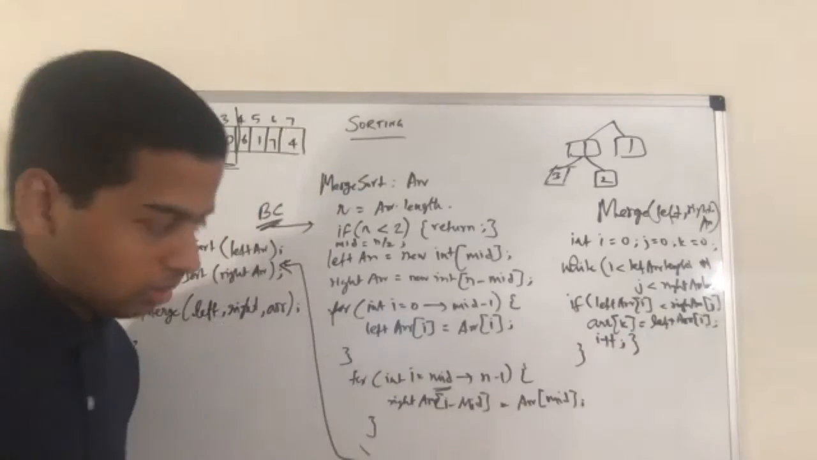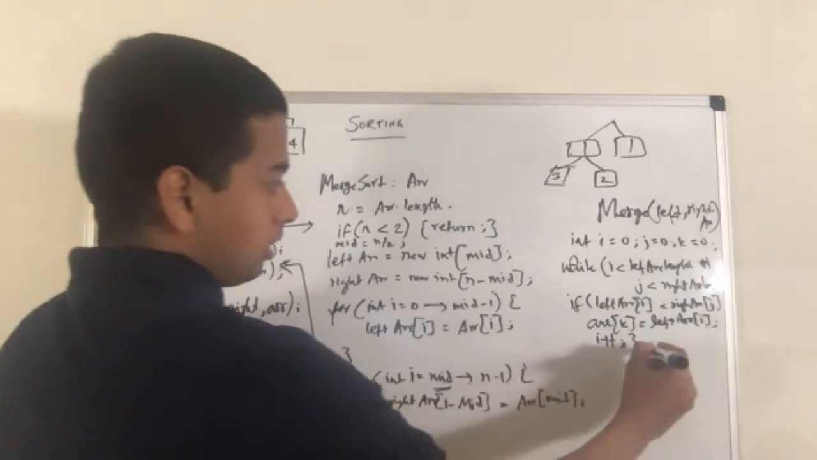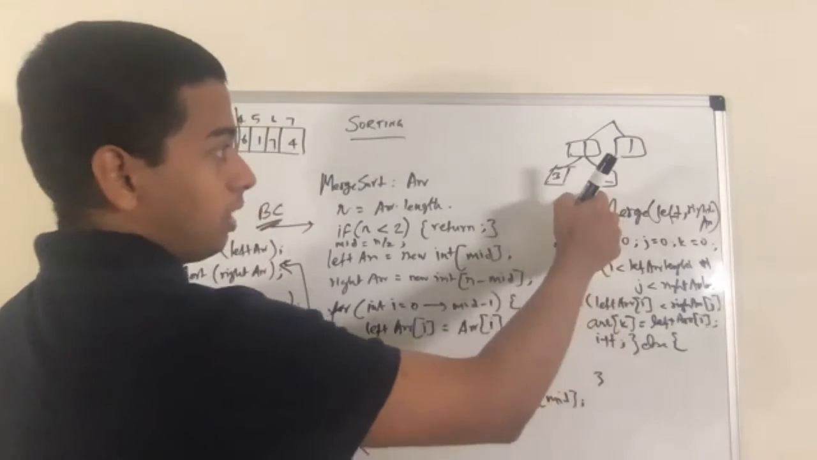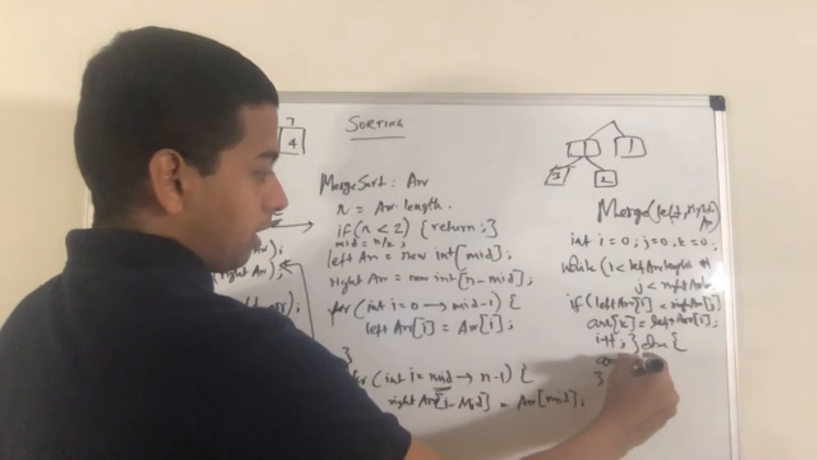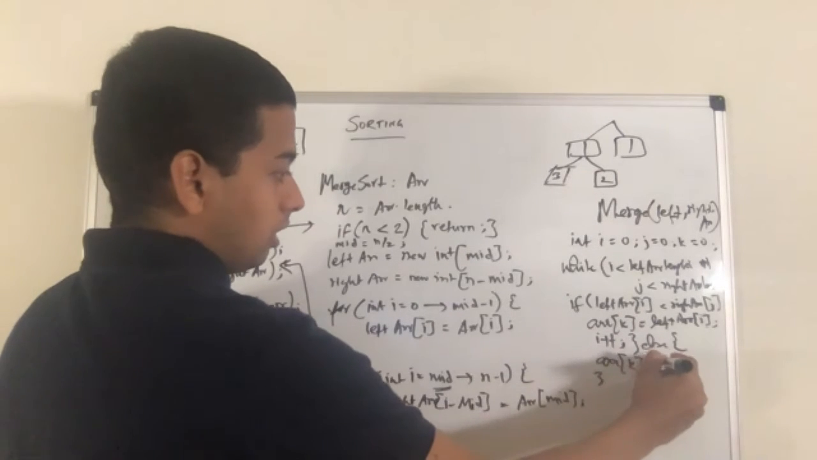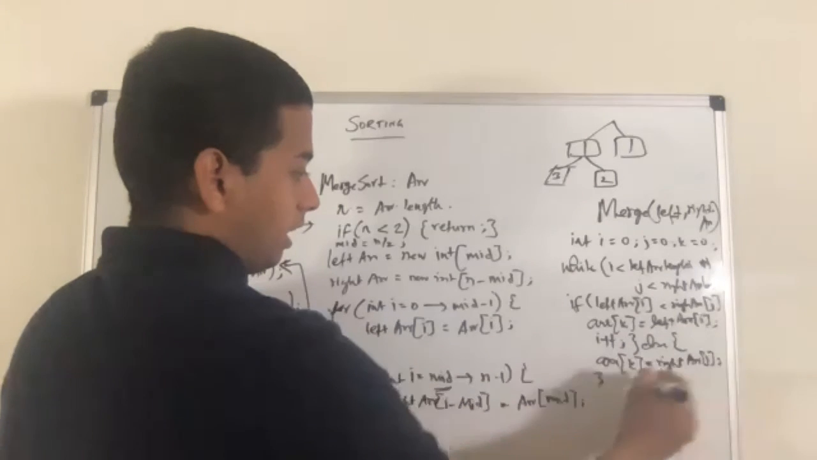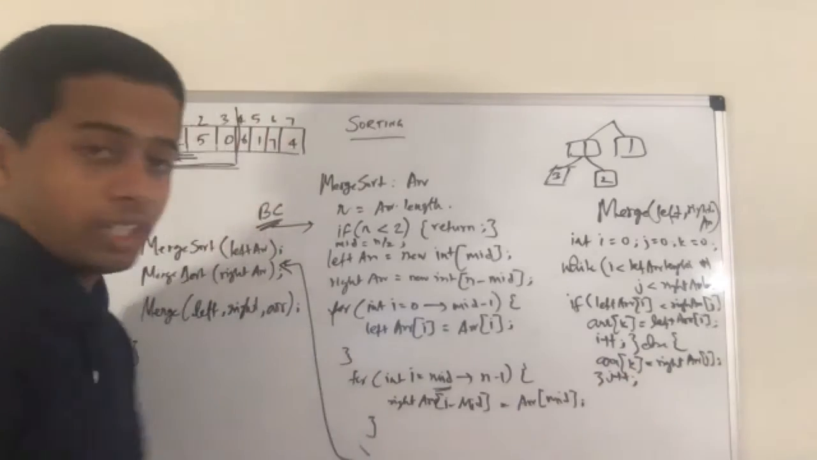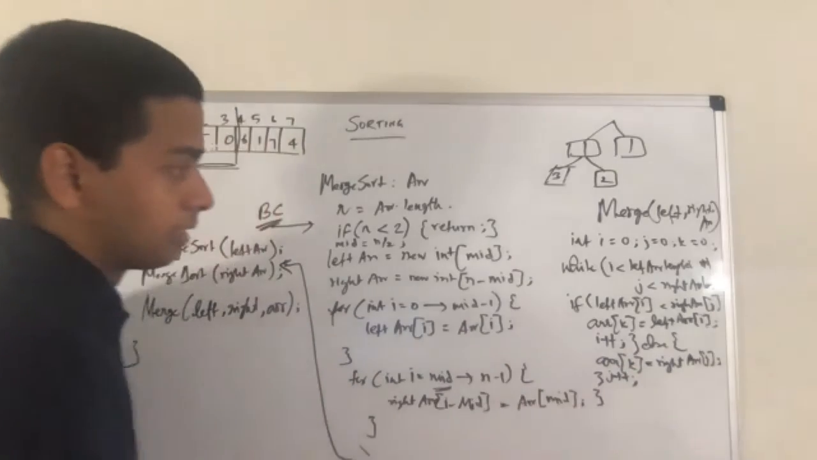This is the if block. If this if is not true, else, that means the right one is lesser. So insert the right one into my parent array: array of k equal to right array of j, and increment my j pointer by 1. Okay, so I have just completed this logic.